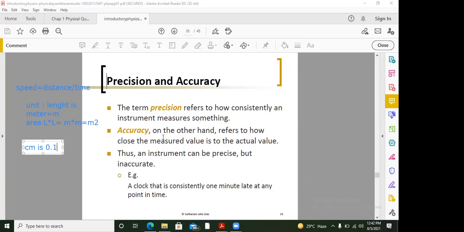What is accuracy? Accuracy, on the other hand, refers to how close the measured value is to the actual value. Whenever you are measuring anything, you have to keep in mind that there must be accuracy, but definitely, due to some other factors, there are errors as well. So an instrument can be precise but inaccurate. Suppose a clock that is constantly one minute late at any point in time. So these are the two quantities, precision and accuracy, you need to keep in mind.